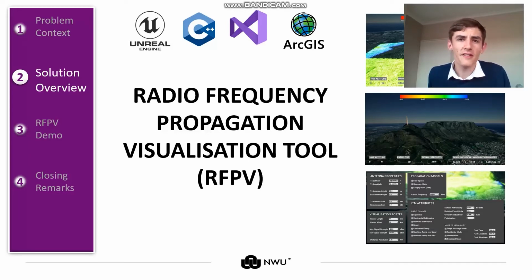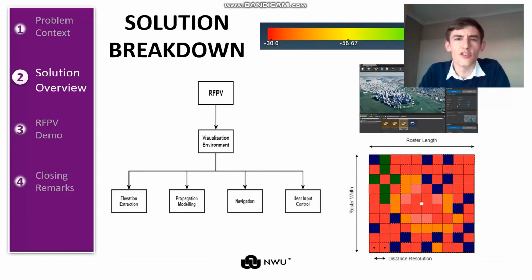Now, the RFPV is a software package written for Windows devices in Unreal Engine and C++ to do exactly that. Quick solution overview. The RFPV consists of five subsystems. Firstly, the visualization environment, utilizing the ArcGIS SDK for game engines to render realistic terrain.